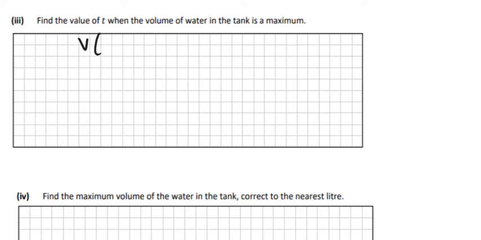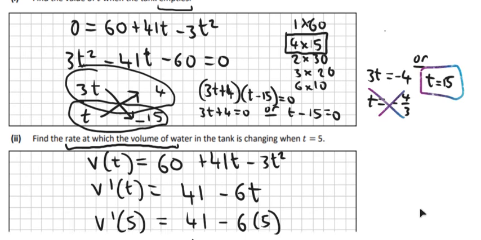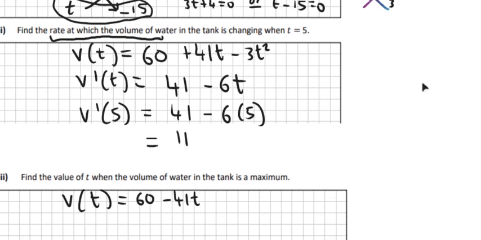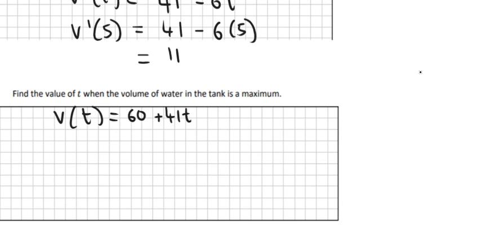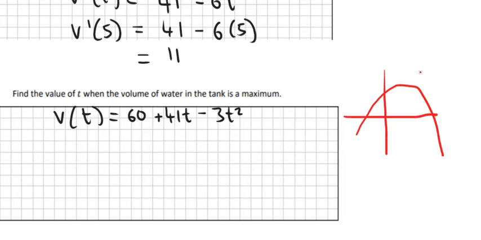Find the value of T when the volume of water in the tank is a maximum. So V of T is equal to 60 plus 41T minus 3T squared. Because you've got a minus 3T squared in here, you know that on a graph this would look like a quadratic. We don't really know whereabouts it is, but we just pretend that it's there. It has to go up and down, it can't be the other way because it has the minus 3T squared.